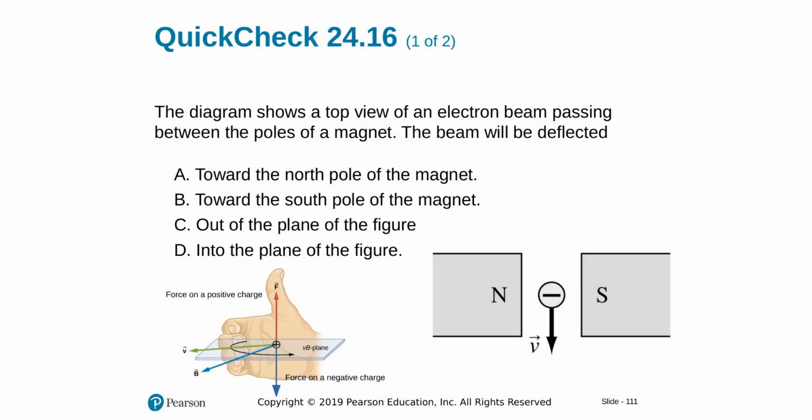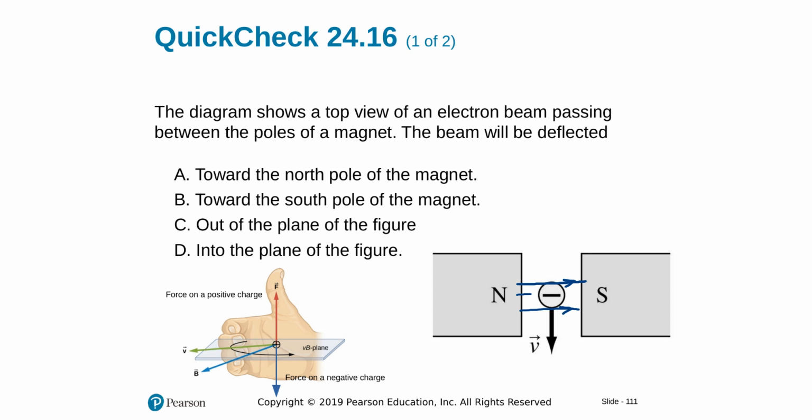Here I have a negative charge and its speed. The diagram shows the top view of an electron beam passing between the poles of a magnet. The beam will be deflected which direction? To the left, to the right, in, out. That's what we're looking for. I'm going to draw the magnetic field over here, north to south, remember.